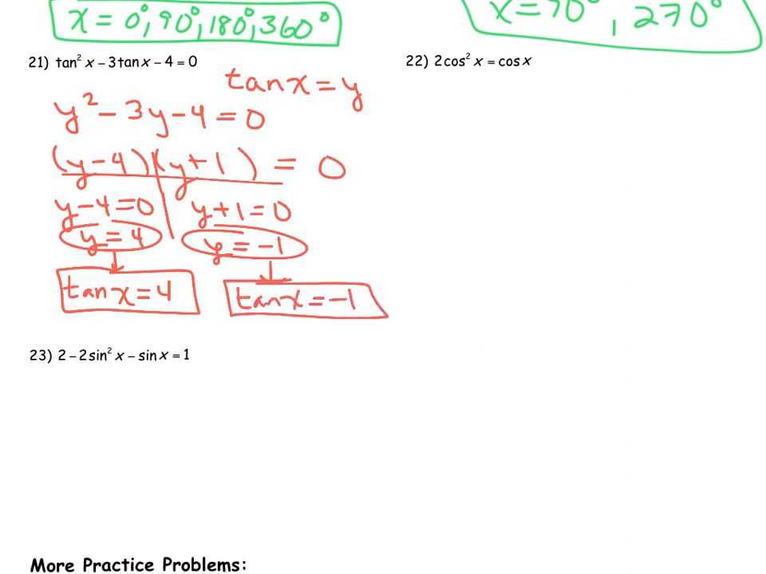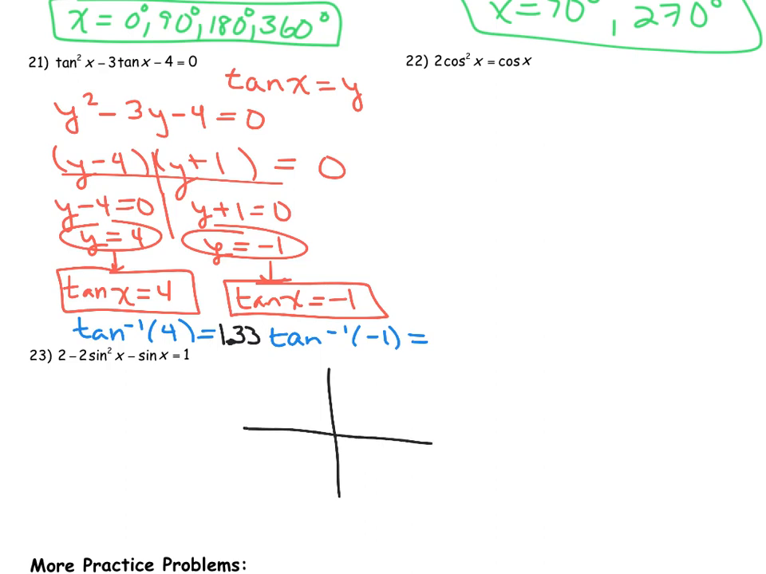Now remember, when we're solving for angle measures, we use inverse trig. So I'm going to do tan inverse on 4. And I'm also going to take tan inverse on negative 1. And I'm going to type these both in the calculator. And I believe that I wanted these left in radians. So let's do it in radians. Okay, so tangent inverse of 4 is approximately 1.33.